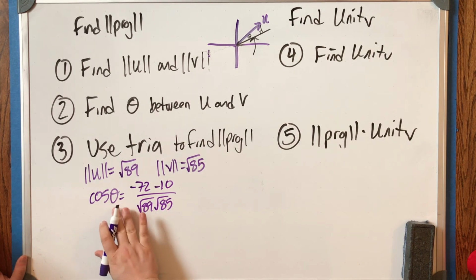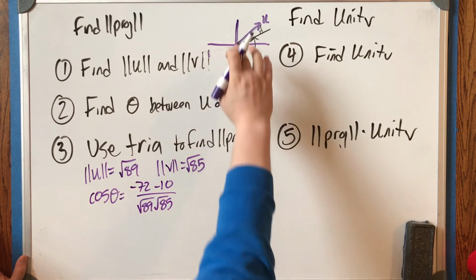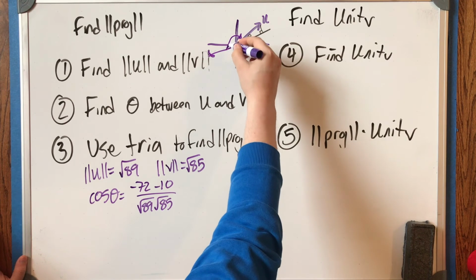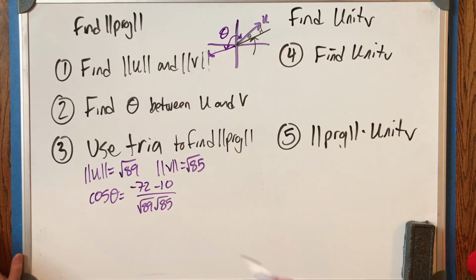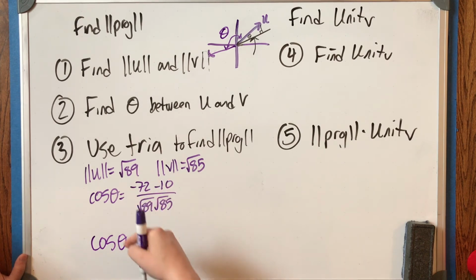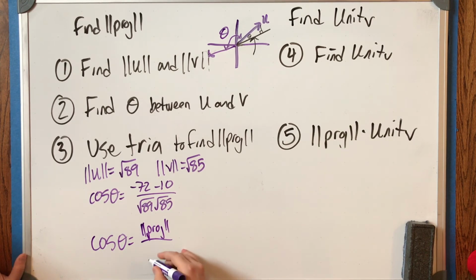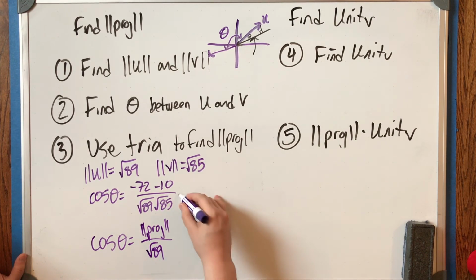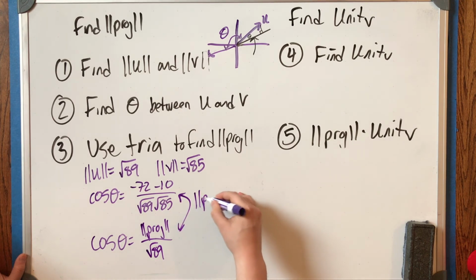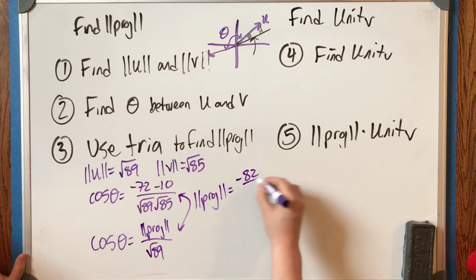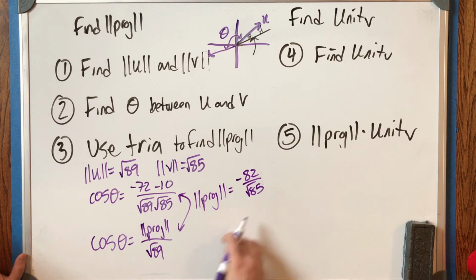And right here what I notice is this is a negative value, which makes sense if we think about where v actually is. This is an obtuse angle that's going to happen here, and that's theta, the angle in between right now. Next we'll do cosine theta equaling the trig values, so I'll have the length of the projection over the length of u, which is going to be the square root of 89. When I set these equal to each other, the length of the projection is going to equal negative 82 over the square root of 85.